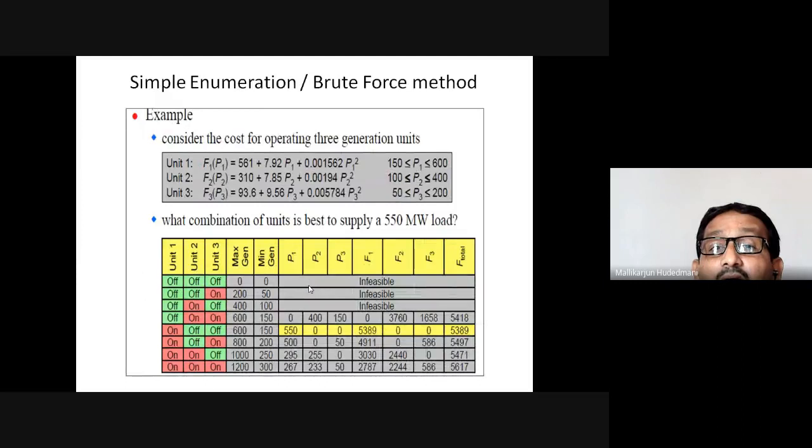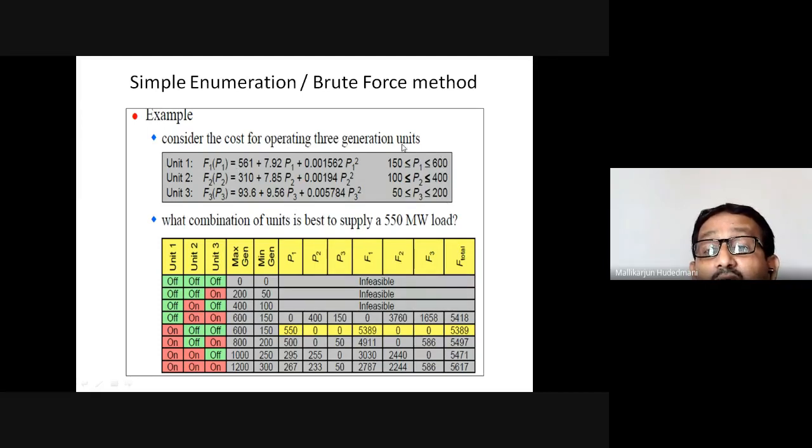Then similarly, I have another question. Suppose I have 3 machines. Fuel cost of machine 1, machine 2, machine 3, I have ai, bi, ci like coefficients. And I have here some inequality constraints. P1, or machine 1, can generate a minimum of 150, maximum of 600. Similar to that problem, I have this capacity.